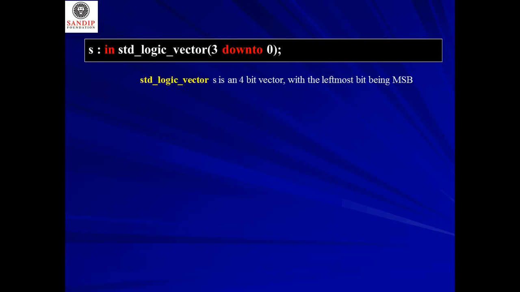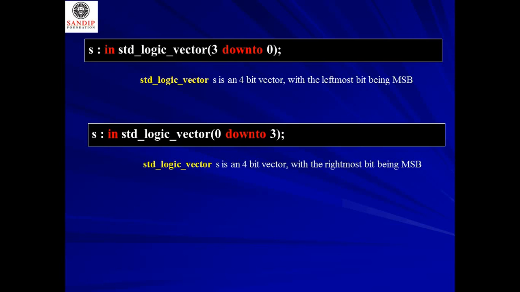Here let's discuss how to declare vectors. If the select line is a 4-bit signal, then you can declare S colon in std_logic_vector 3 downto 0. Here 3 indicates the MSB and 0 indicates the LSB. Hence 0 to 3 means a total of 4 bits are used in the select line. Hence it is a 4-bit vector with the leftmost bit as the MSB.